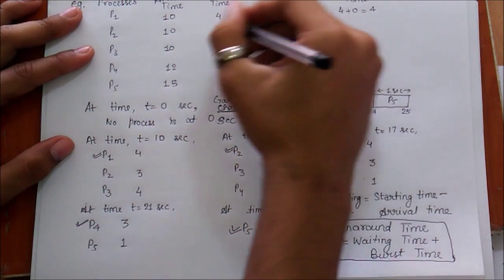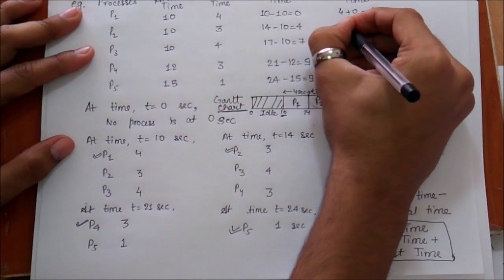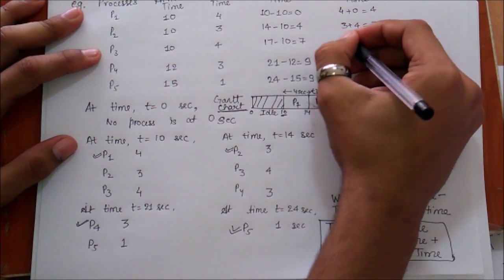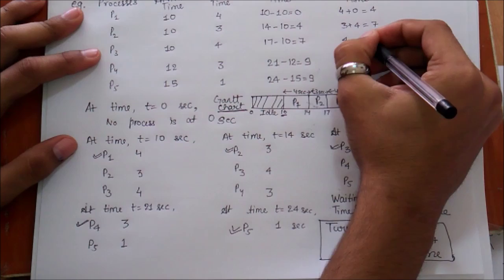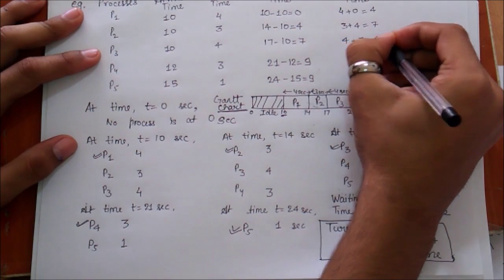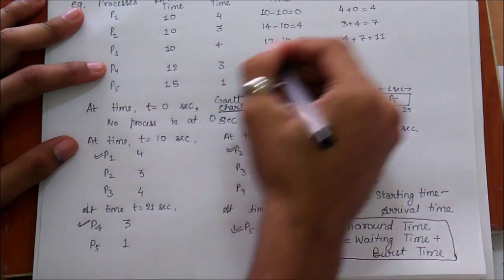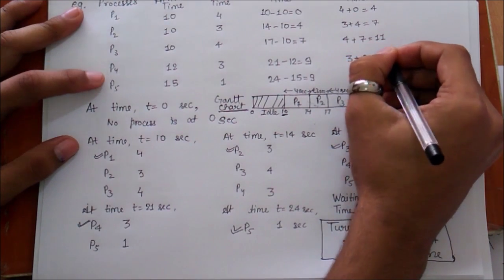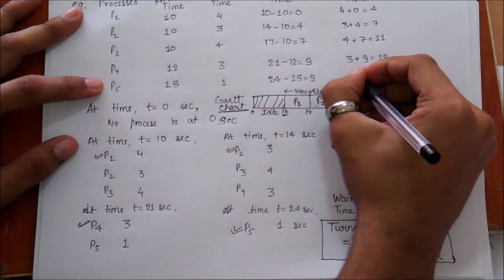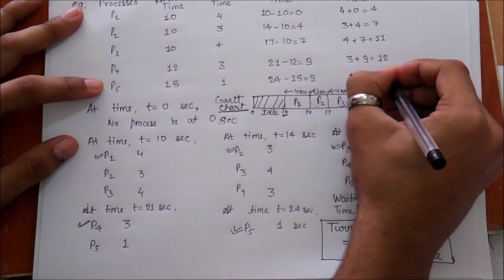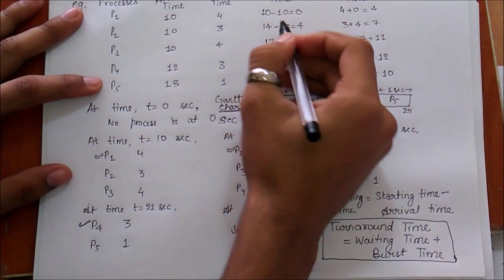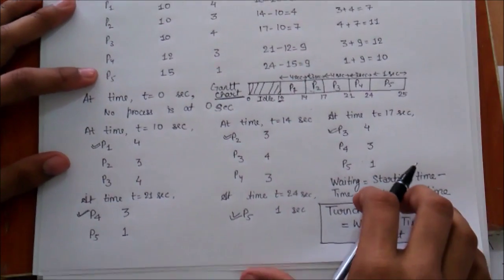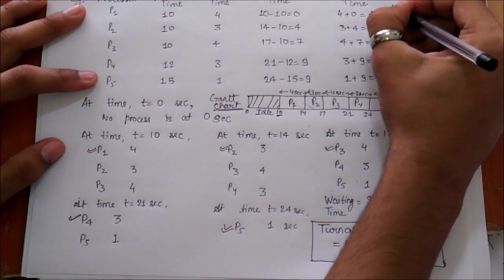For P2, the burst time is 3 and the waiting time is 4, so it comes out to be 7. For P3, the burst time is 4 and the waiting time is 7, so it comes out to be 11. For P4, the burst time is 3 and the waiting time is 9, so it comes out to be 12. For P5, the burst time is 1 and the waiting time is 9, so it comes out to be 10. Now we have the entire waiting time and turnaround columns, so we can calculate the average.